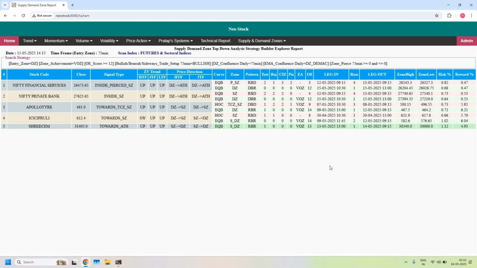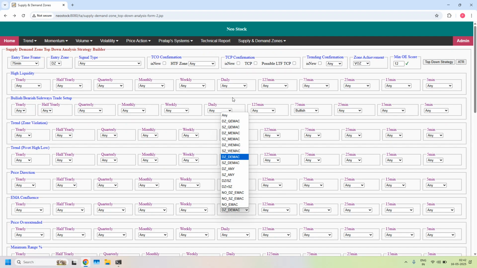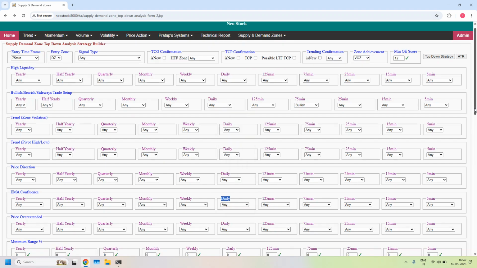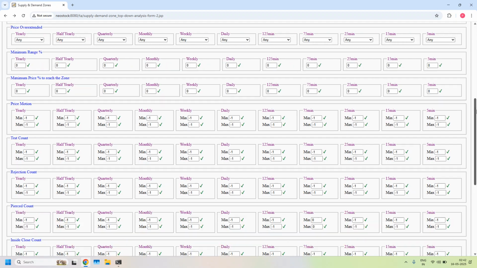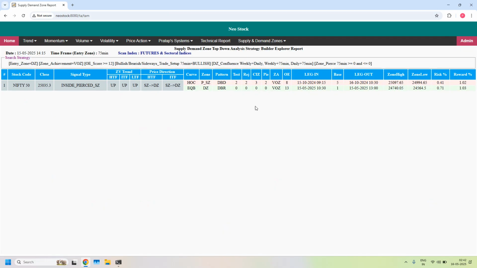These are 75 minutes demand zones. Next, LTF, ITF and HTF demand zone confluence. Removing the ITF filter, we set the demand zone confluence with 3 filters. The first filter is set, the second filter is 75 and weekly zone confluence, and the third filter is daily and weekly demand zone confluence. With all the 3 filters, we got only 1 stock. This 75 demand zone overlapped with daily, and both together overlapped with weekly.